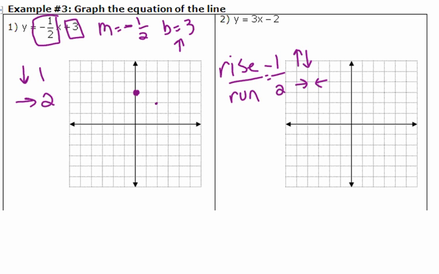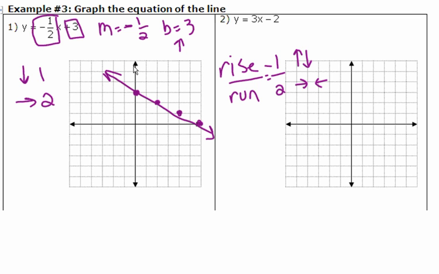Once I do that, I make another point. So from here, I would go down 1, over 2 to the right, and I make a point. Down 1, over 2 to the right, I make a point. Once you have about 4 points, you've got enough, and you can draw your line.